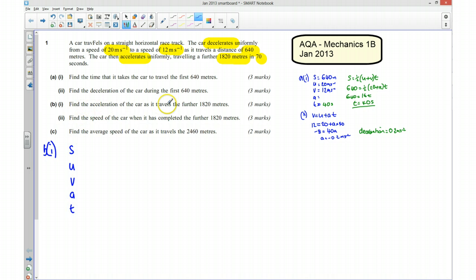Okay, so we know that the displacement this time is going to be 1,820 meters. Our initial velocity in this stage is going to be the final velocity of the last stage. That was 12 meters per second. Our final velocity we don't know. The acceleration we don't know. But this time we know that our time is going to be 70 seconds. We're going to put the time there as 70 seconds.